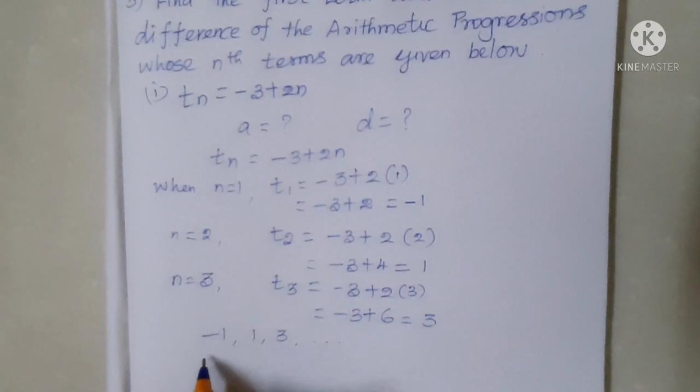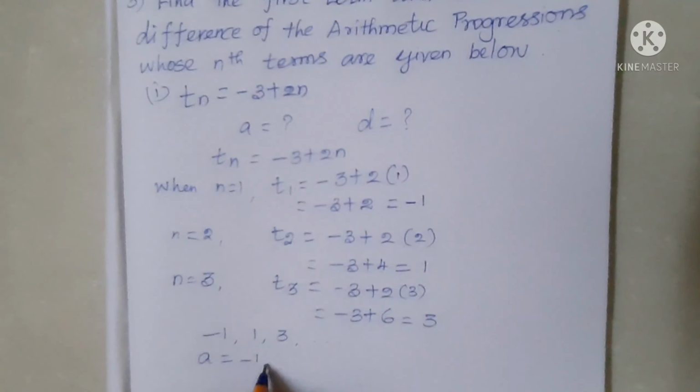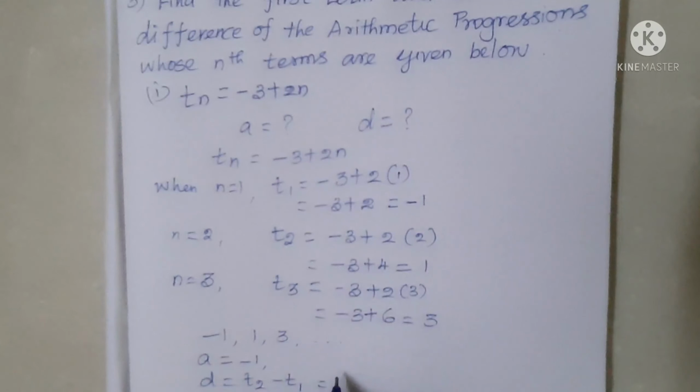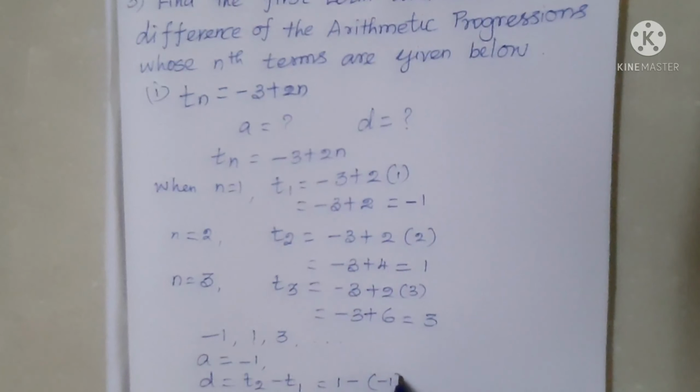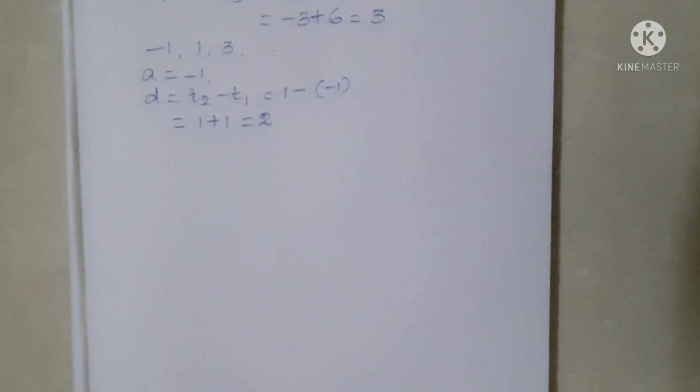Now from this you find what is A. The first term is the A. So minus 1 is A. Then what is D? D is equal to T2 minus T1. That is equal to T2 is 1 minus of minus 1. So minus into minus is plus. So 1 plus 1, that is equal to 2.